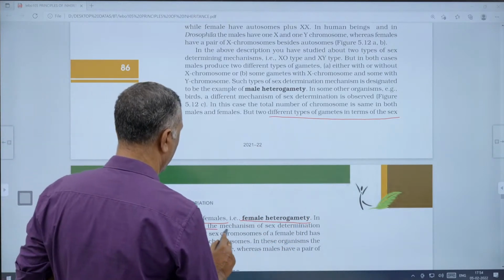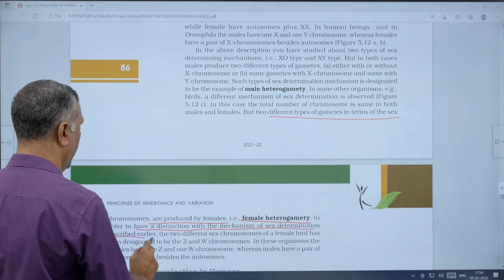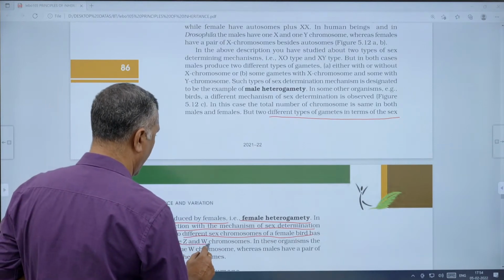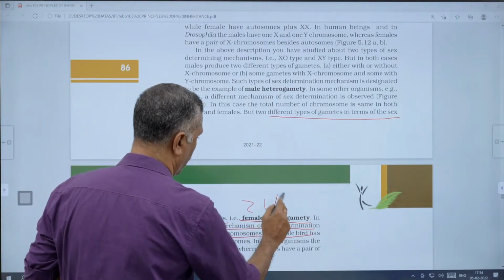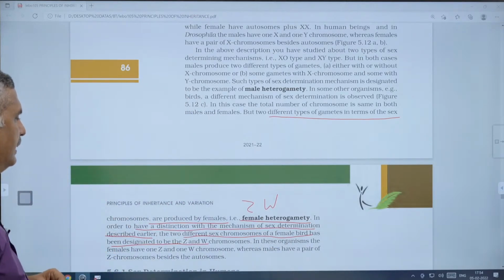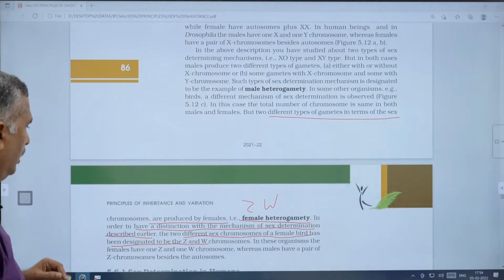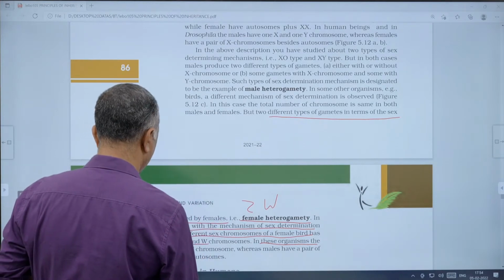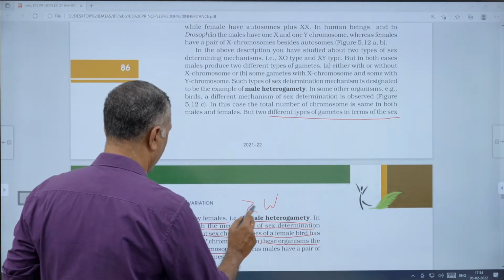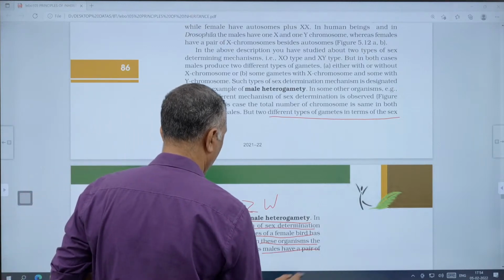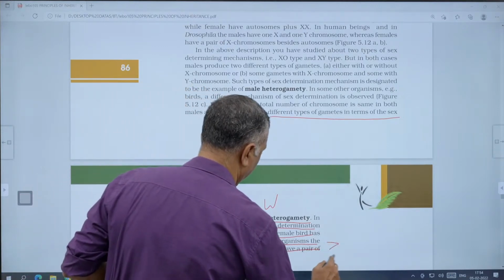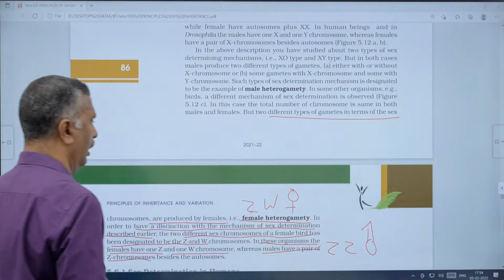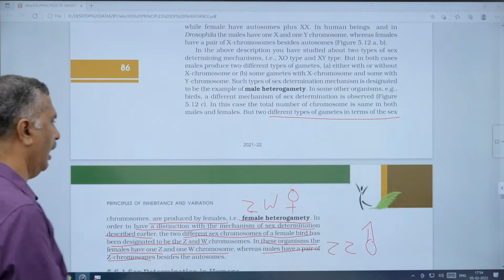In order to distinguish it from the mechanism of sex determination described earlier, the two different sex chromosomes of a female bird are designated Z and W. Not X and Y, it is given as ZW, to remove that confusion. In this organism, the females have one Z and one W chromosome, whereas males have a pair of Z chromosomes.